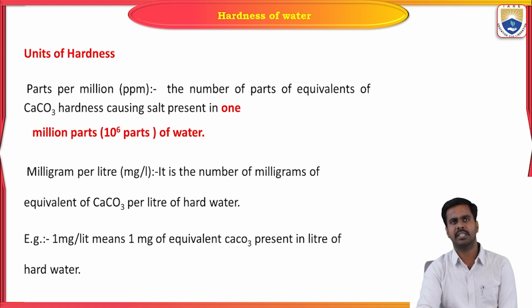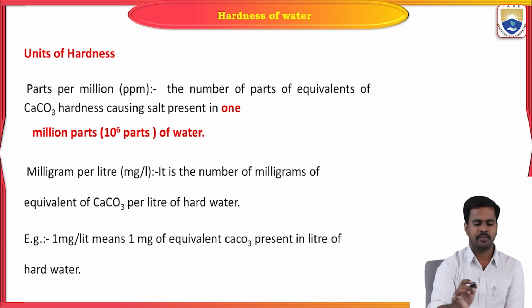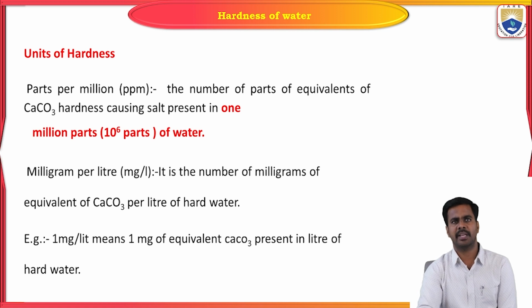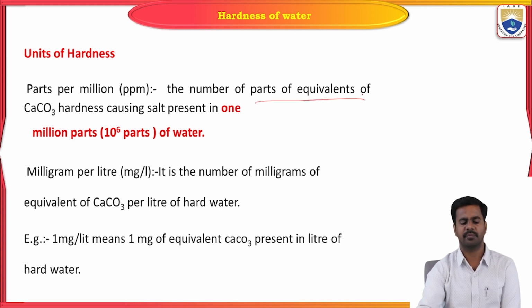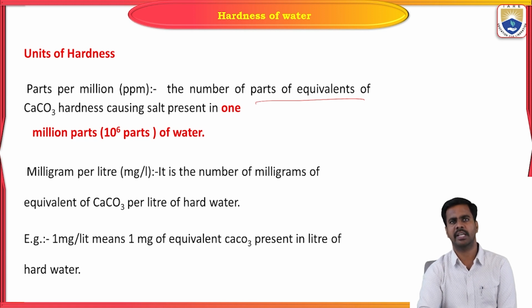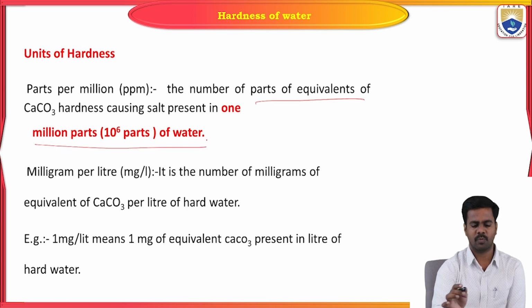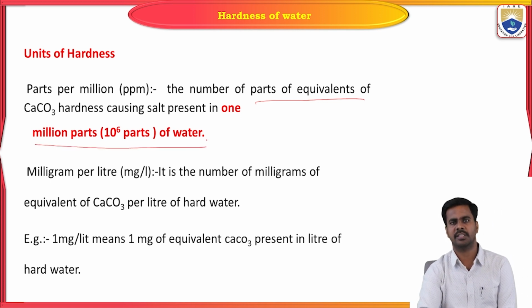Next, what are the units of hardness and their definitions? The first one is ppm, parts per million. How can we define parts per million? It is the number of parts of CaCO3 equivalent hardness causing salt present in 1 million parts of water, that means 10 to the power of 6 parts of water. That is known as ppm.